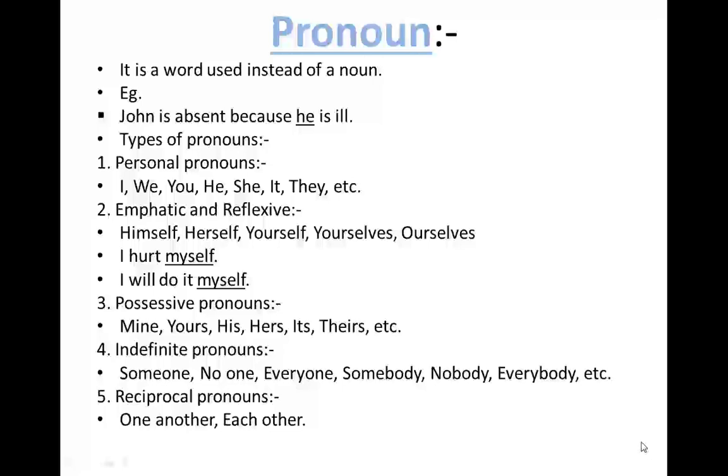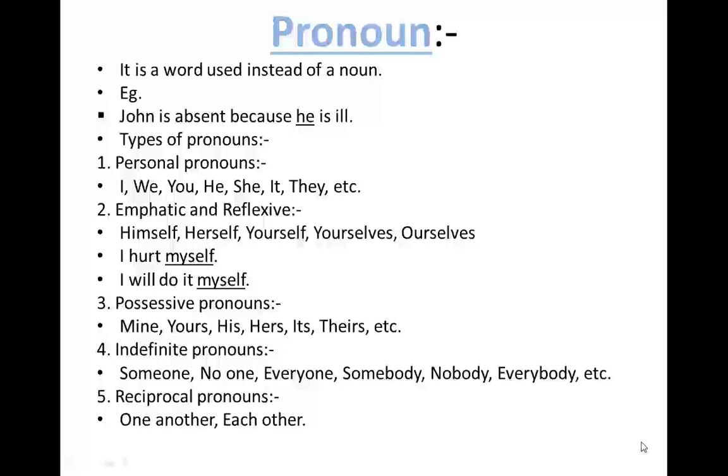How are you going to differentiate between emphatic and reflexive pronoun? Reflexive means reflects back, means the person who has done the action, the action reflects back to that person. I heard myself. The action is done by me, and who is affected by it? I, myself. So I heard myself. Another thing to remember about reflexive pronouns is that it is always used exactly after the verb. I heard myself.